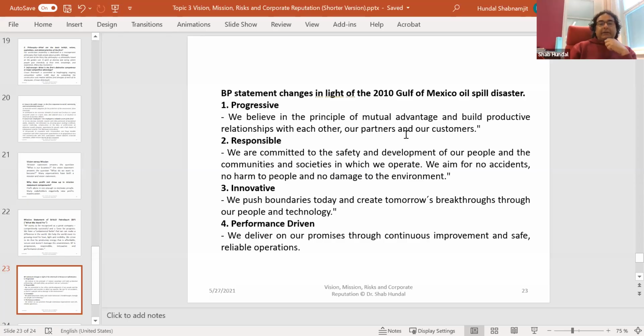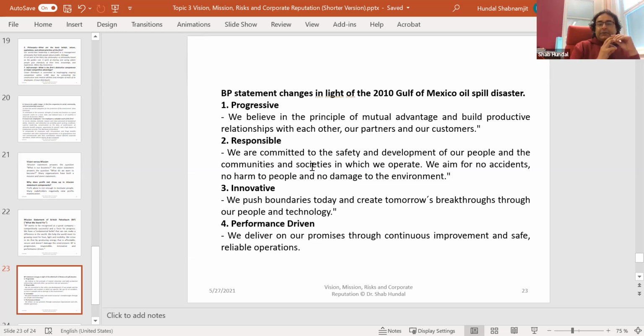So when we look at BP's mission statement, it was released in 2010, well, 2011, because there's always a year's gap. And it was written soon after the Gulf of Mexico oil disaster, which we all know was a big tragedy, environmentally mainly. BP at that time was saying that we believe in the principle of mutual advantage and build productive relationships with each other, including partners, customers, and even other stakeholders, including the environment. Responsible. We are committed to the safety and development of our people and the communities and societies in which we operate. We aim for no accidents, no harm to people, and no damage to the environment.